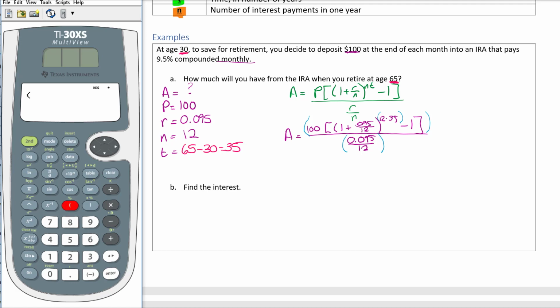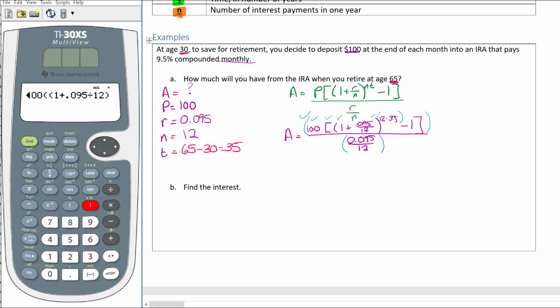We have a parentheses. So I see a parentheses. I'm going to start with a parentheses. Then I have 100. Then I have another parentheses and another parentheses. Do you see how I'm just working left to right? If I see a parentheses, I'm going to put one in my calculator. 1 plus 0.095 divided by 12, close the parentheses.